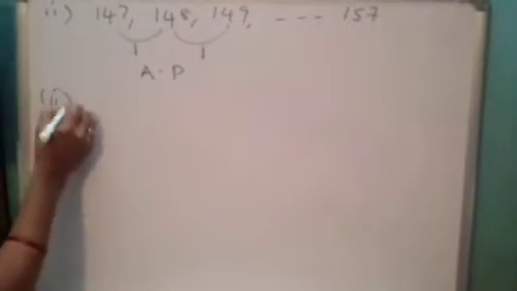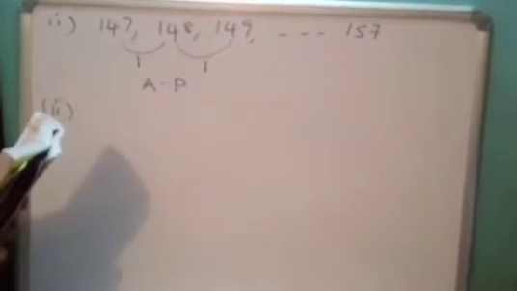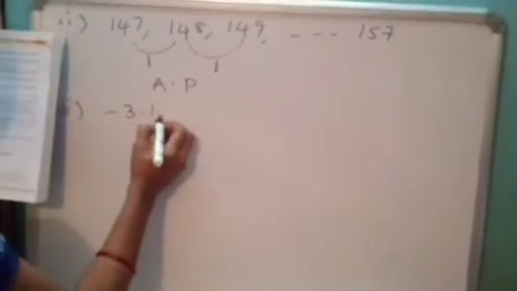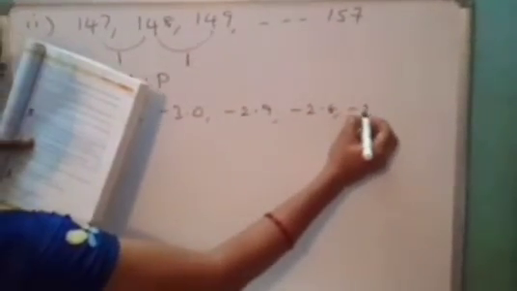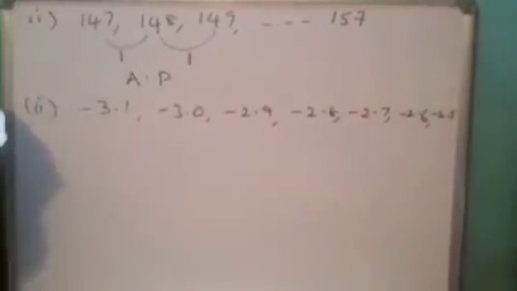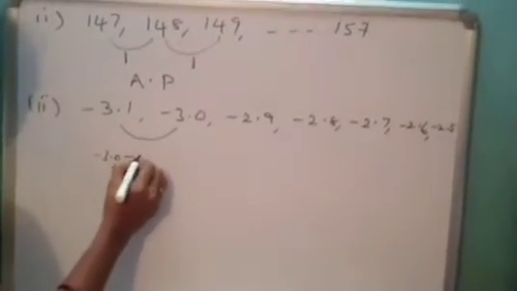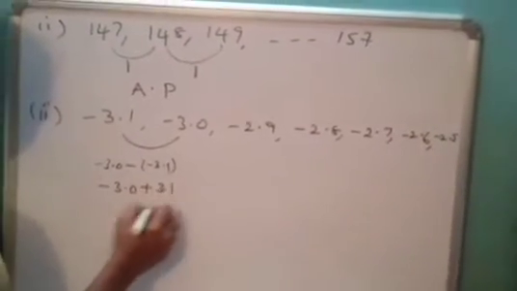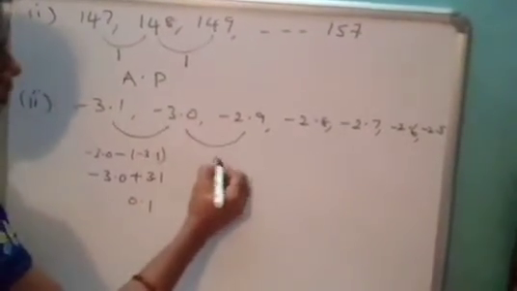Next, second one: minimum temperatures in degrees Celsius recorded for a week in the month of January in a city, arranged in ascending order, are minus 3.1, minus 3.0, minus 2.9, minus 2.8, minus 2.7, minus 2.6, minus 2.5. The difference between these consecutive terms is minus 3.0 minus (minus 3.1), that is minus 3.0 plus 3.1, that is 0.1.